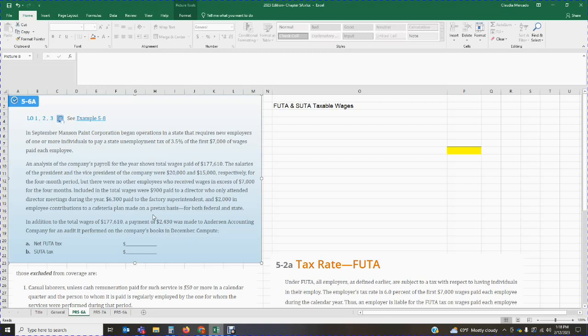We are required to compute the net FUTA tax and the SUTA tax. As you can see, this problem has a lot of information. We need to dissect the problem to figure out what information we need and what information is irrelevant to us at this point. So, before we begin, what is FUTA and what is SUTA?